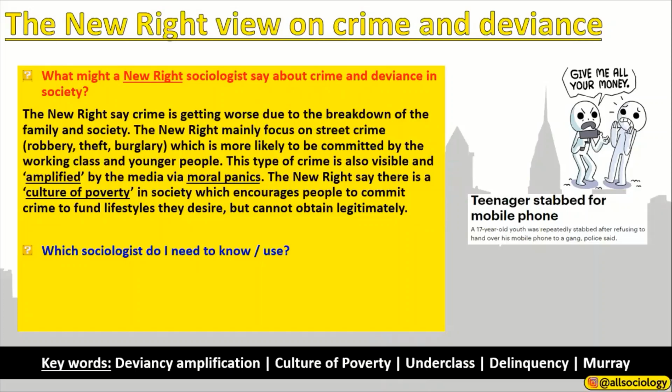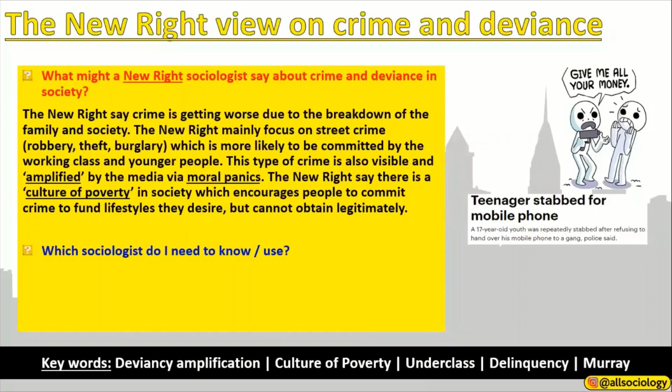So Murray blames a lot of this squarely on family setup. But he looks particularly at street crime, so robbery, theft, burglary, which is more likely to be committed by the working class and younger people purely through the nature of the crime itself and the potential reward available from it. Because this type of crime, as I said earlier, is visible and very easy to see, it can be amplified by the media and through moral panics.